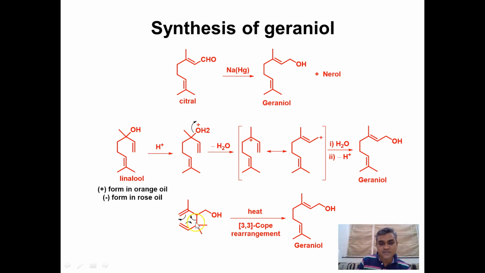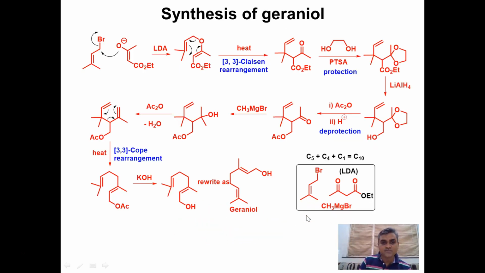The third synthesis involves a Cope rearrangement, a 3,3 Cope rearrangement. This is an isolated diene here, and this isolated diene undergoes 3,3 Cope rearrangement, a 3,3 sigmatropic rearrangement, and we get a geraniol molecule.